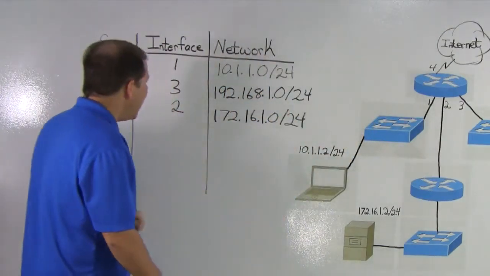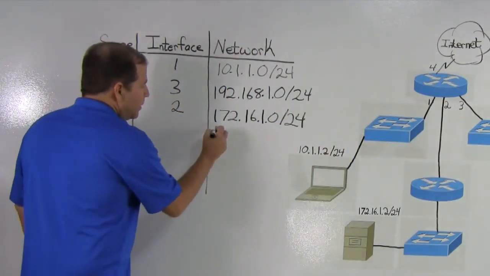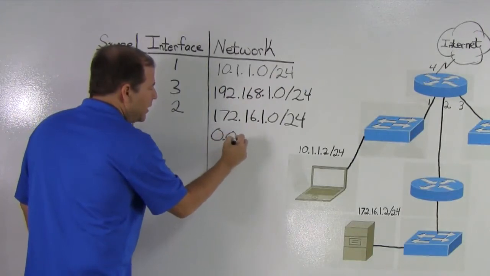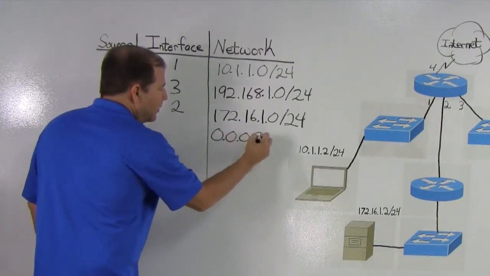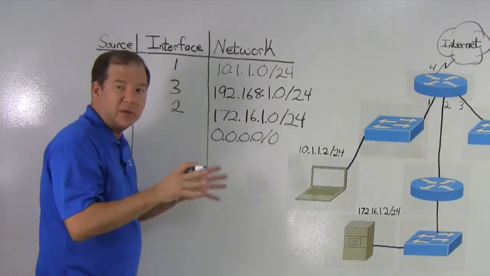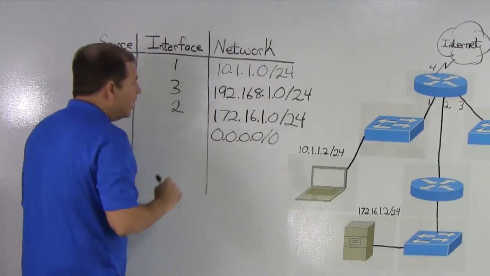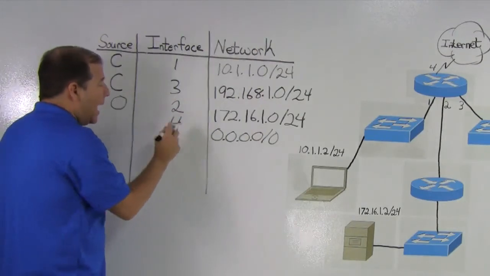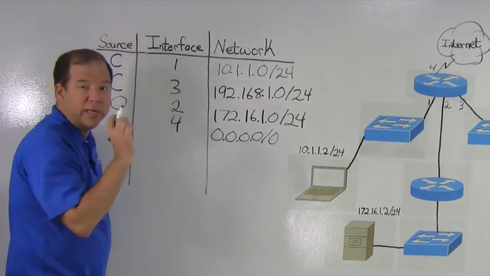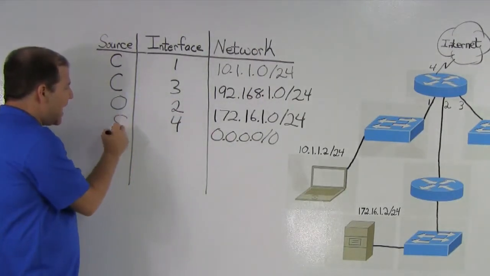So we could add a static address. The static network address to 0.0.0.0/0, that's a default address. In other words, if it's none of these, go here. We're going to go out of interface 4. How did the router know about this? We told it. In other words, it's a static address.